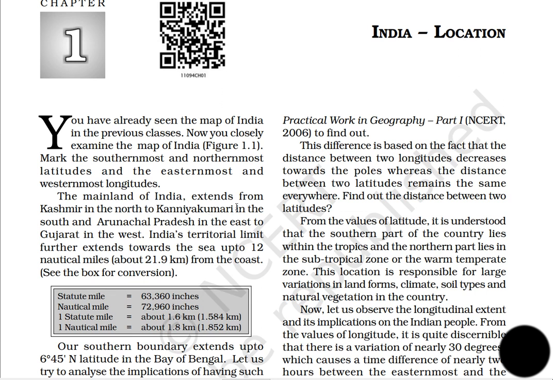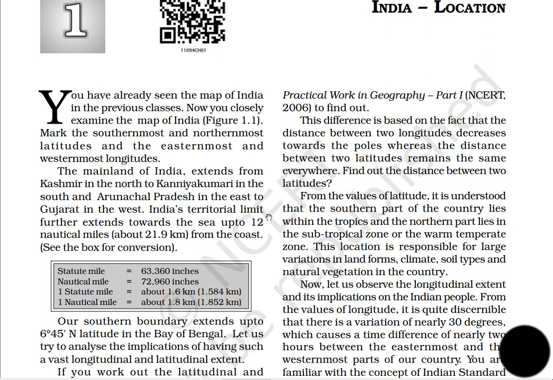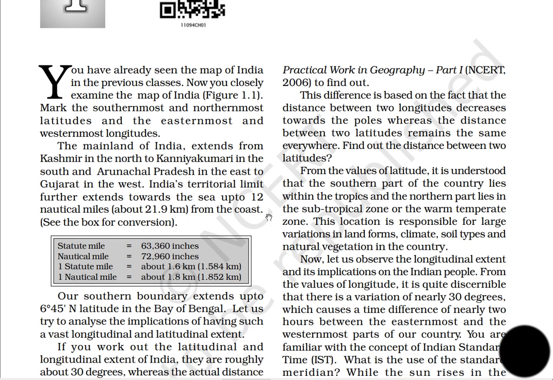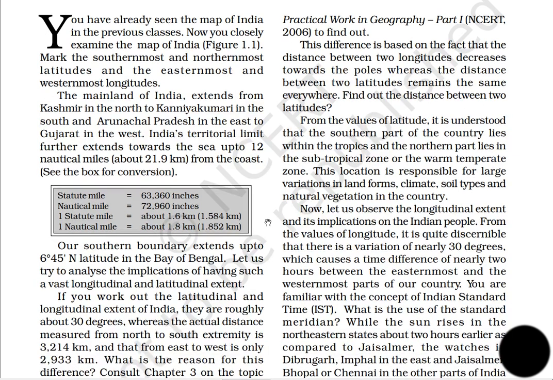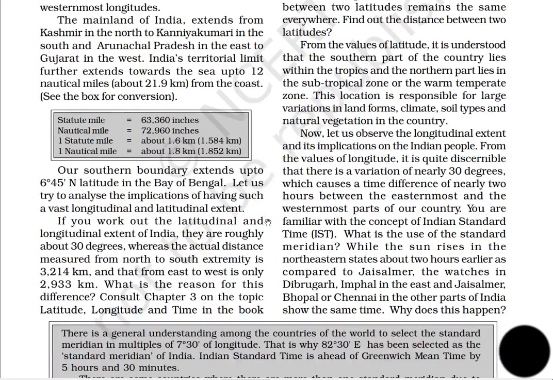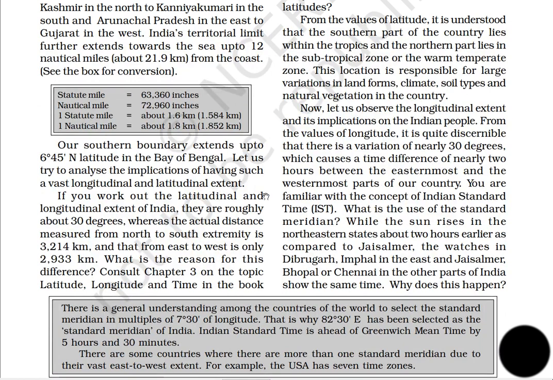The mainland of India extends from Kashmir in the north to Kanyakumari in the south, and Arunachal Pradesh in the east to Gujarat in the west. India's territorial limit further extends towards the sea up to 12 nautical miles, which is about 21.9 kilometers from the coast. Our southern boundary extends up to 6°45' north latitude in the Bay of Bengal.